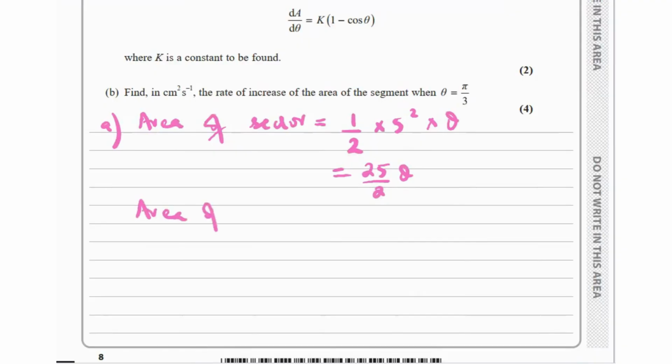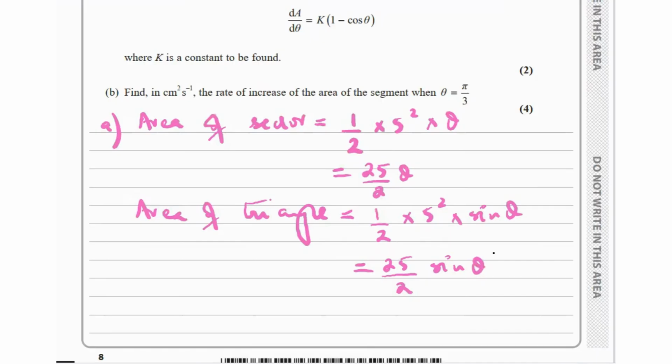Then area of triangle, that's 1 over 2 times 5 squared times sine theta. That's 25 over 2 sine theta. So A is going to be 25 over 2 theta minus 25 over 2 sine theta.